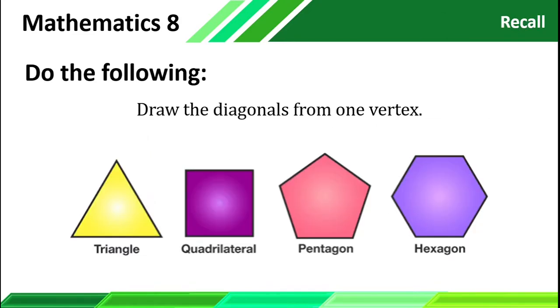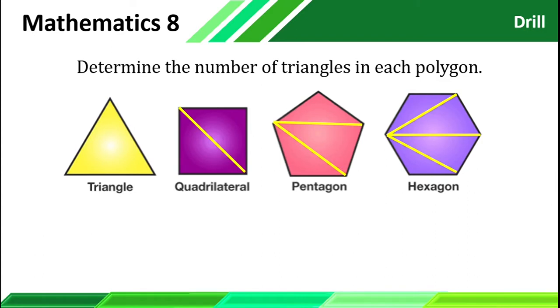Let's have a short recall first on our previous lesson. Last time, I told you to draw diagonals using one vertex. We know that in a quadrilateral, we can draw one diagonal. In a pentagon, we can draw two diagonals. And from a hexagon, we can draw three diagonals. Using these diagonals, we can determine the number of triangles in each polygon.